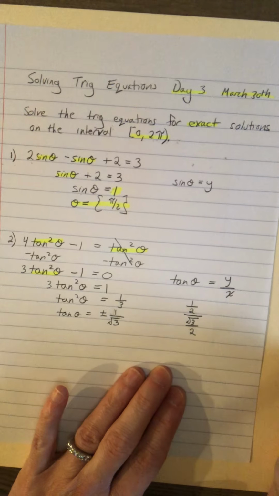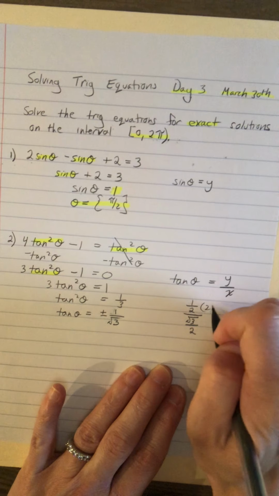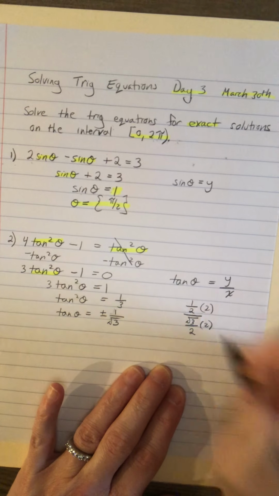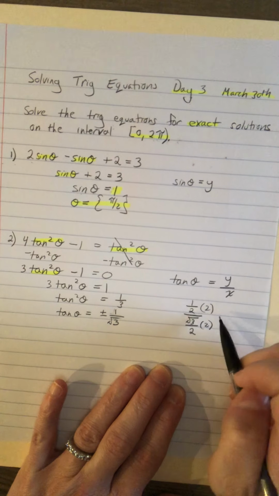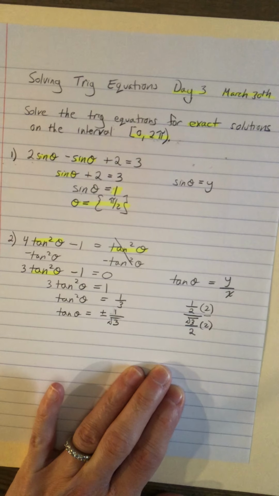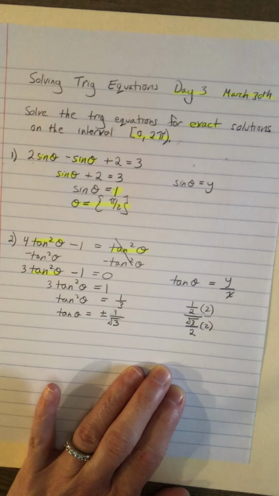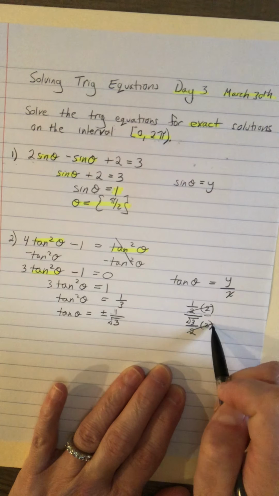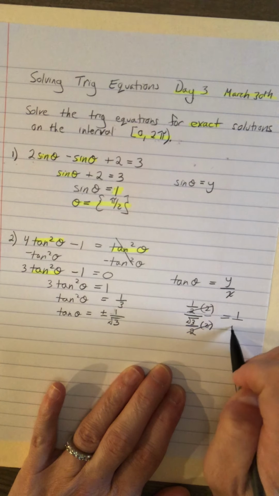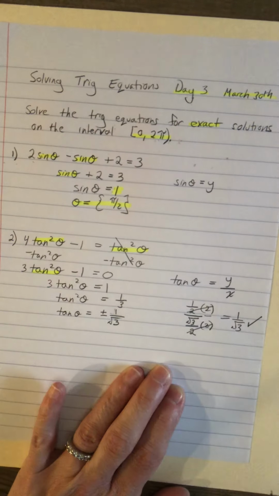If I take a look at that, I can multiply my numerator and my denominator by 2. They would cancel out. The reason I'm allowed to do that is because if I multiply by 2 over 2, I'm just multiplying by 1. I'm not changing the value of my expression. These 2's cancel, these 2's cancel. I get 1 over root 3, which is what I wanted.